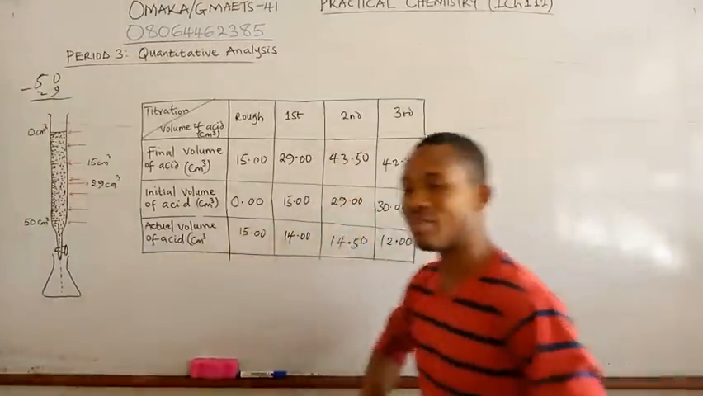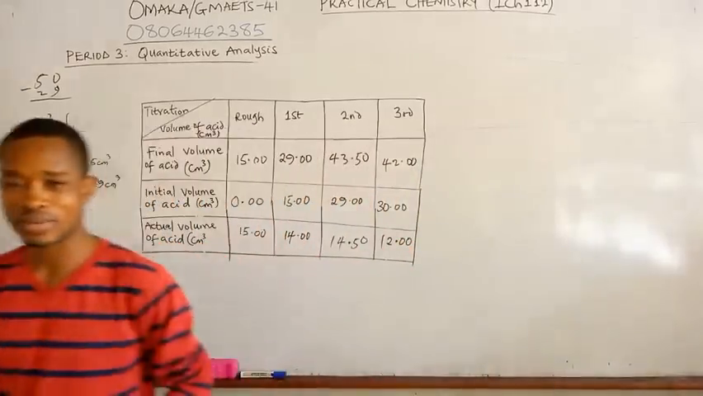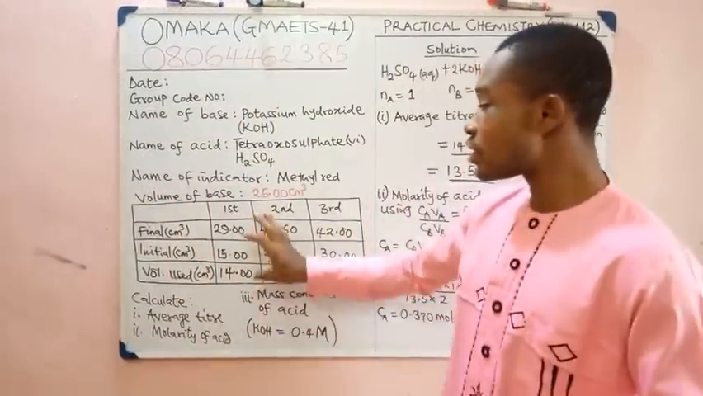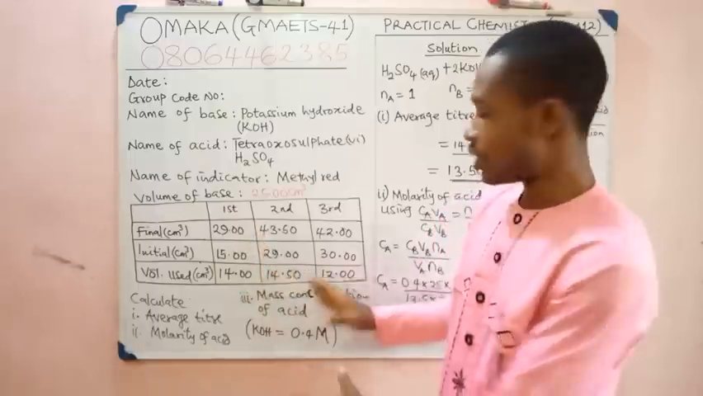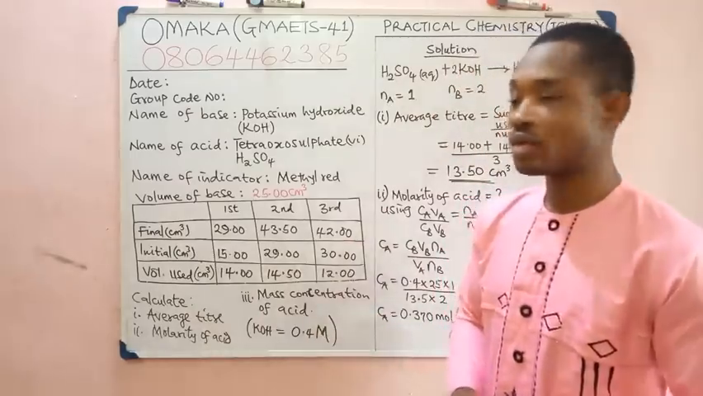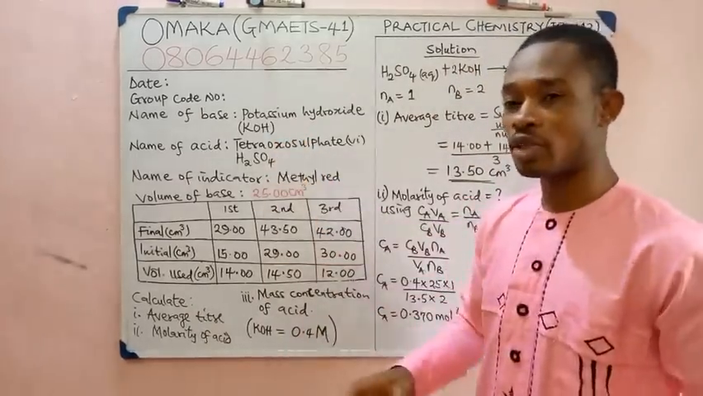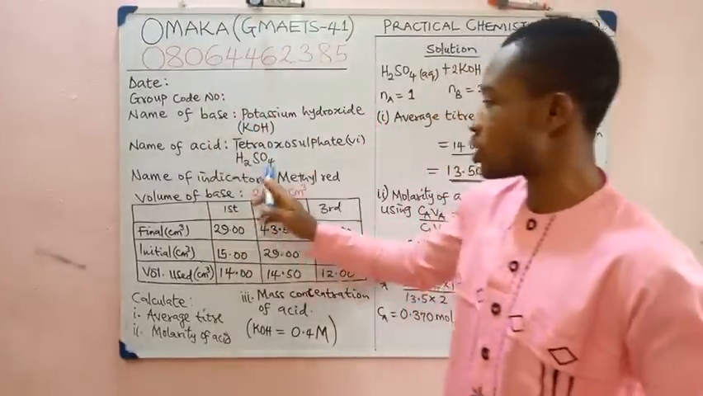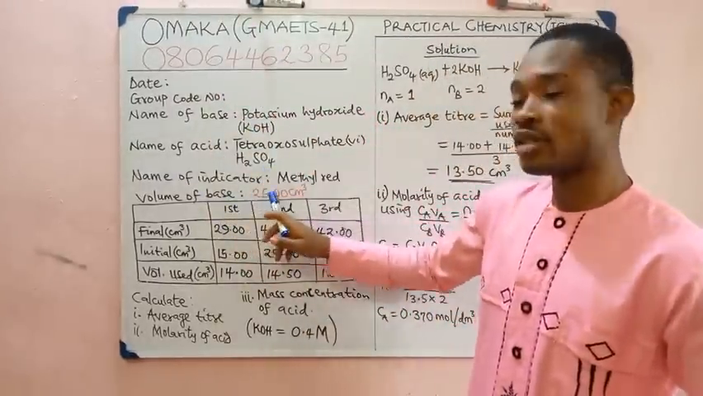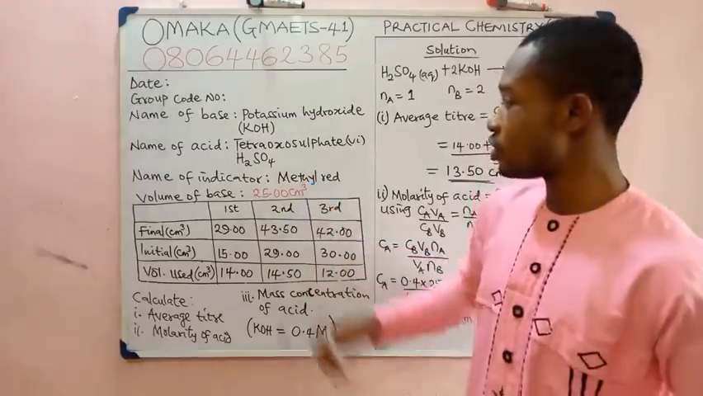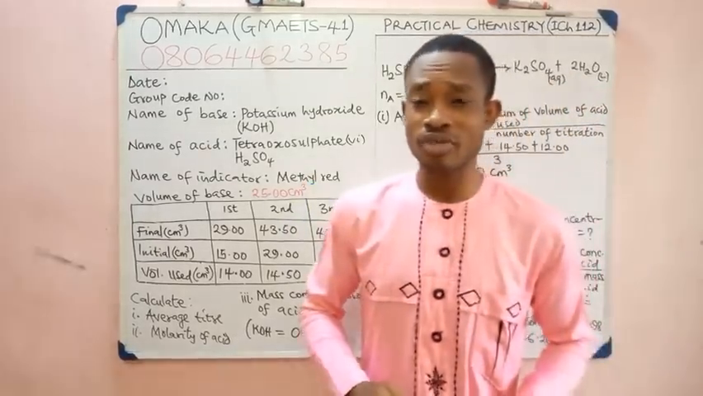So we are done with the table of values. Now we have these questions to solve, using our table. This is a table generated from a titration experiment that was run already. The reaction is between the base potassium hydroxide and tetraoxosulfate(VI) acid, H2SO4. Volume of the base is 25 cm3, that's the volume of the pipette, and the indicator used for the reaction is methyl red.